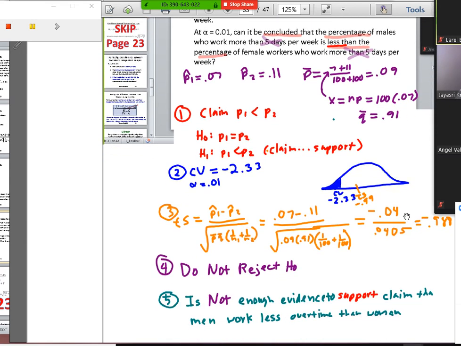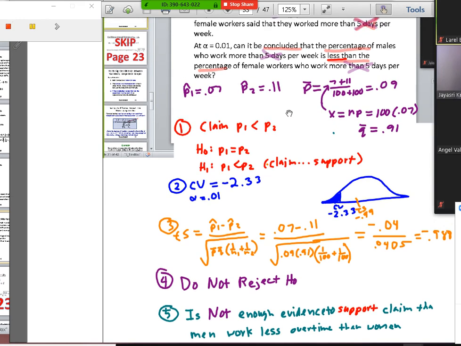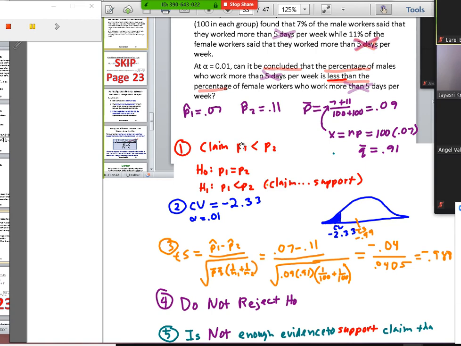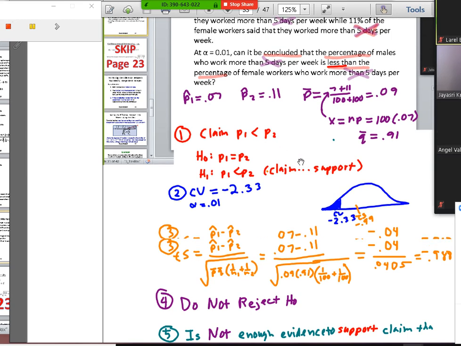So then, your claim is that the men have fewer men that worked 5 hours or more, or 5 days or more than women. So P1 should be less than P2. That's your claim.